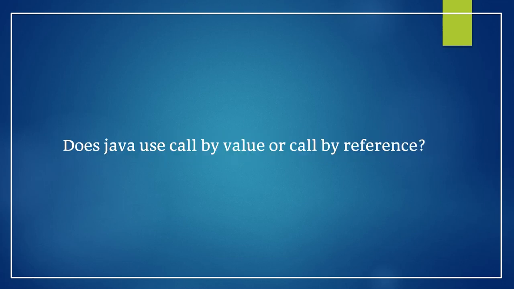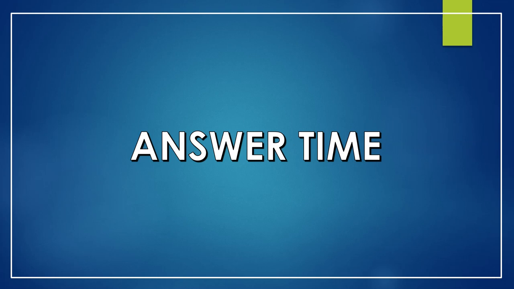Does Java use call by value or call by reference when calling a method? Java always uses call by value. It never uses call by reference. So when you pass a primitive variable, it passes the value of that variable and not the reference to that variable. So within the function, if you modify something, that would not be reflected in the main program.